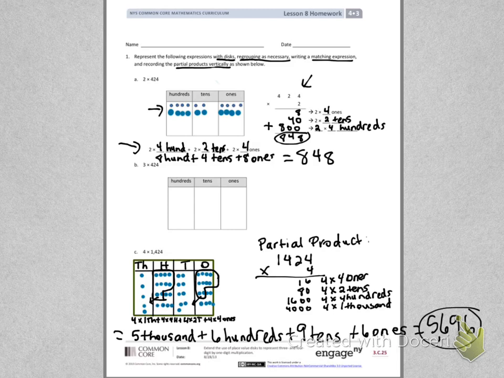So now we have to add them all up and see what we end up with. And we are left with 5,696, just as we showed with the number disks and the place value chart.